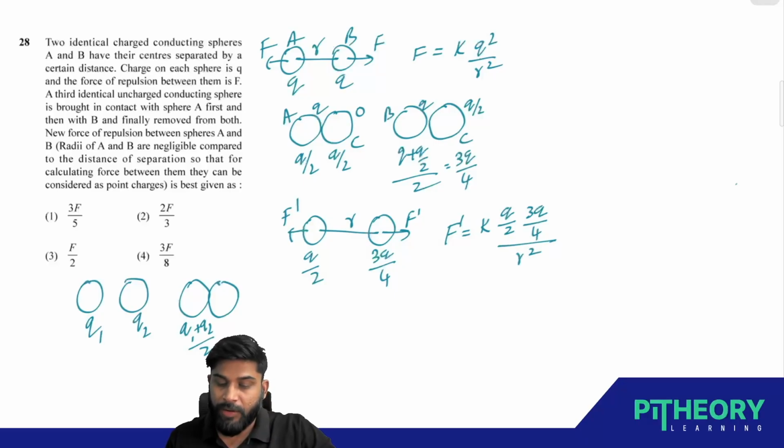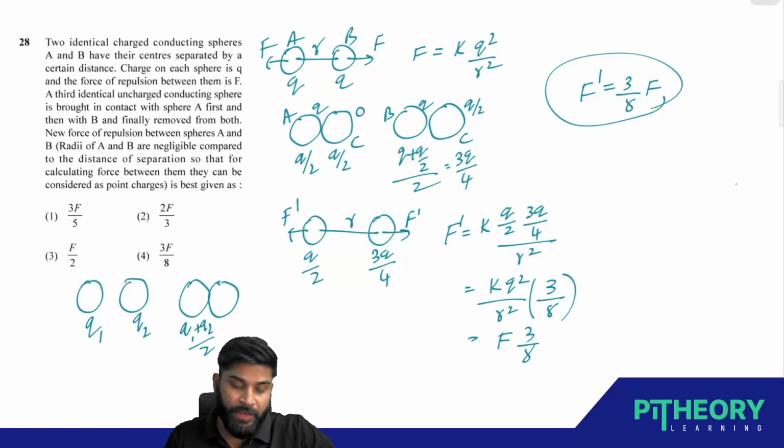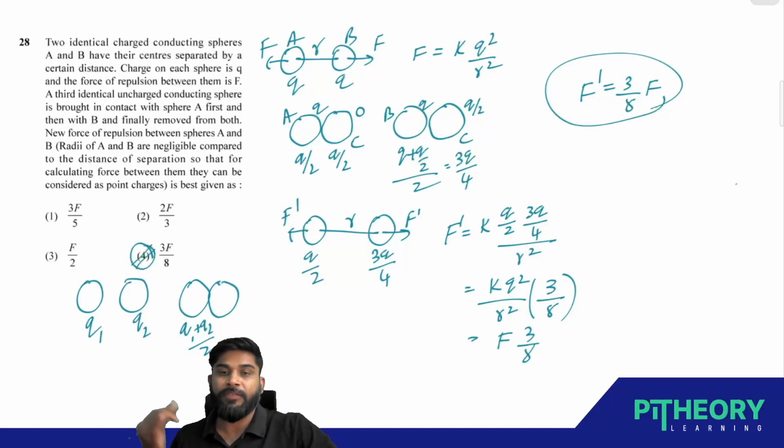Okay, so what will be happening here? K Q square by R square I took common outside, and you can write that as F obviously. And this will be 3 by 8 coming, correct? So this K Q square by R square is nothing but F only. So you'll be getting F into 3 by 8. So F dash will be equal to 3 by 8 F. That will be the final answer for this. What is the new force of repulsion between them? It is option number 4, which is 3F by 8. That will be the answer.